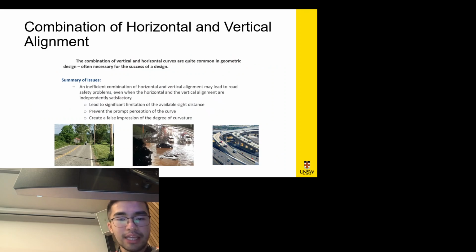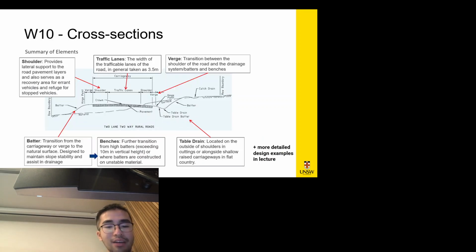And there's also, in reality, you need to combine horizontal and vertical alignment, and you need to do it well. So you really need to consider that when you do it. With cross sections, that's just a simple summary of what it is.